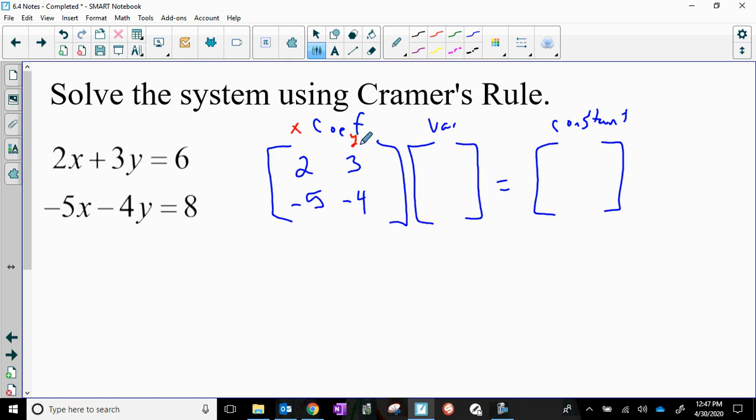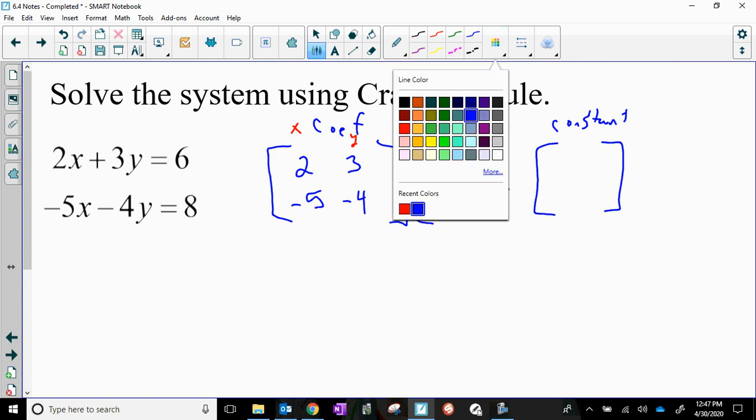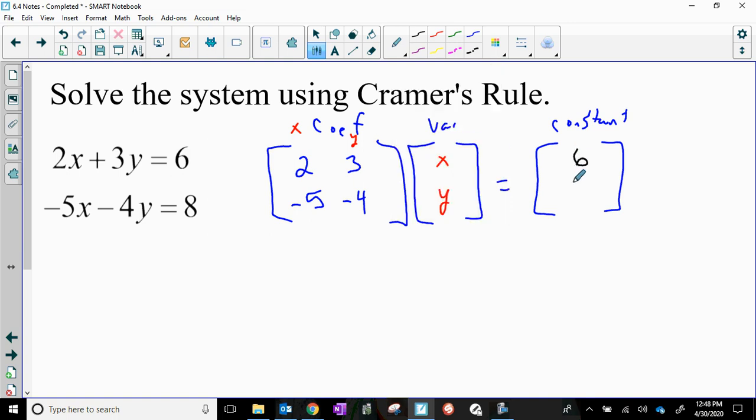Well, if I'm multiplying a matrix to this 2 by 2, it's got to be a 2 by something. And the rows have to represent x for the first row and y for the second row. So for our variable matrix, the thing we're looking for, x, y. The last thing we're going to do is put our constants over here. So a 2 by 2 times a 2 by 1 has to give you a 2 by 1. So we have 6, 8 here.